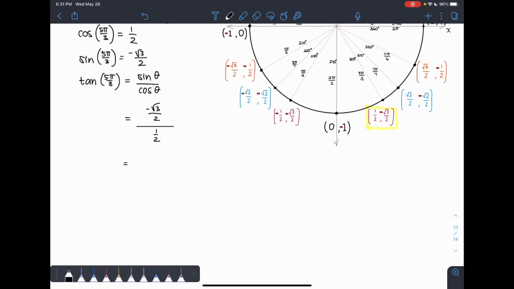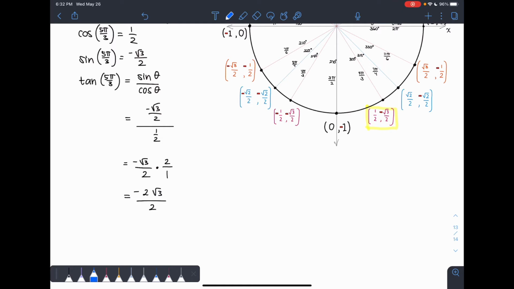Here's the fun part. In order to divide by 1/2, we'll just multiply negative root 3 over 2 times the reciprocal of 1/2, which is just 2 over 1. Now you could probably already see it, but let me just write it out. I'm going to multiply across. So we get negative root 3 times 2, which is the same thing as negative 2 root 3, divided by 2 times 1, which gives us 2 in the denominator.